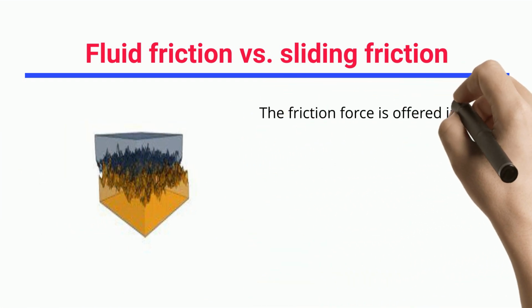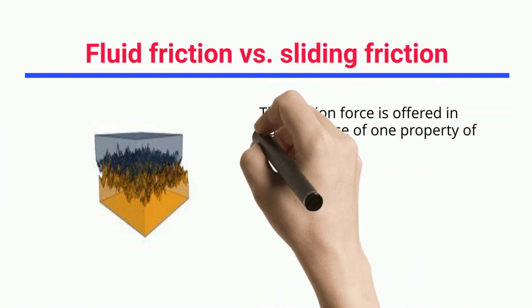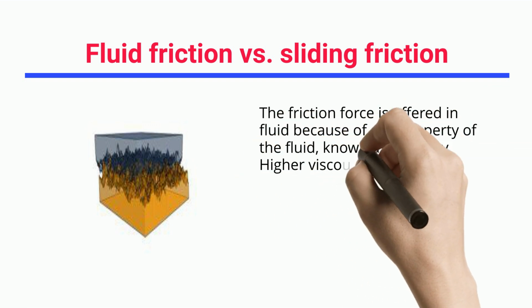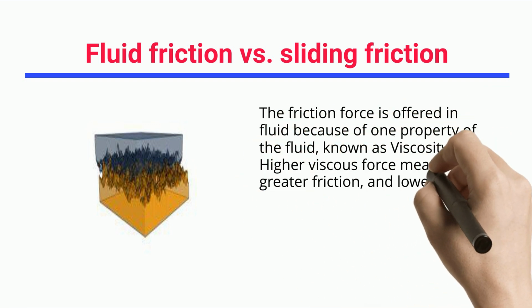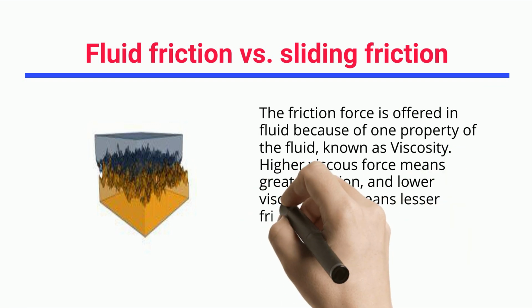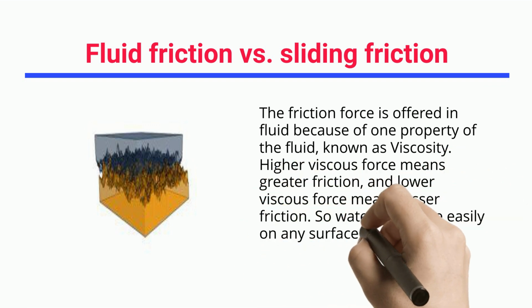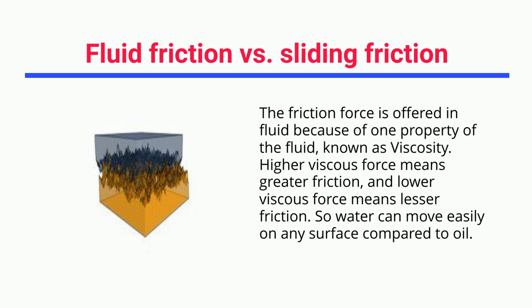The friction force is offered in fluid because of one property of the fluid, known as viscosity. Higher viscous force means greater friction, and lower viscous force means lesser friction. So water can move easily on any surface compared to oil.